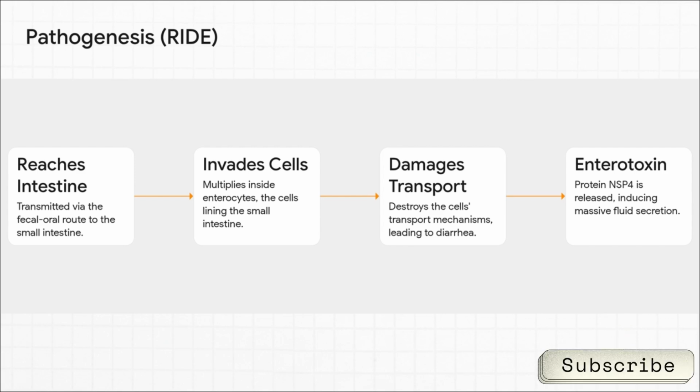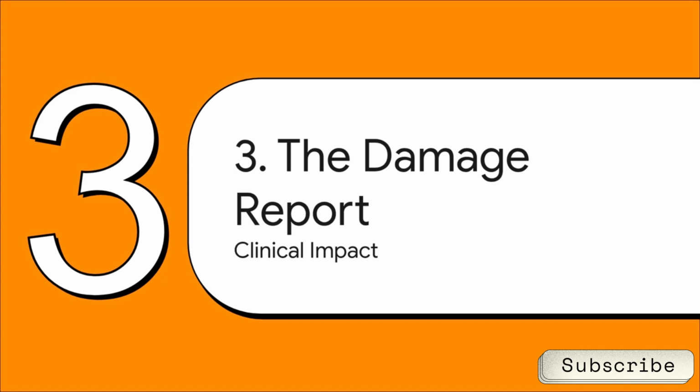From there, it damages the cell's transport systems. And the final blow? It releases an enterotoxin, a nasty little protein called NSP4, that basically just opens the floodgates, causing that massive, watery secretory diarrhea. So, what's the aftermath of this attack look like? Let's check out the damage report and see the clinical picture.